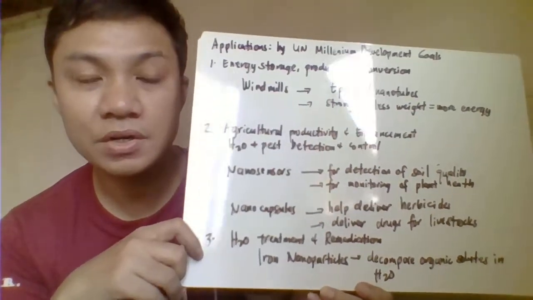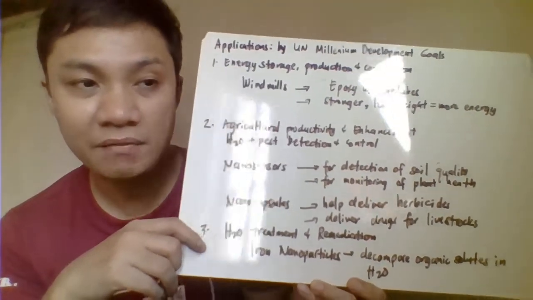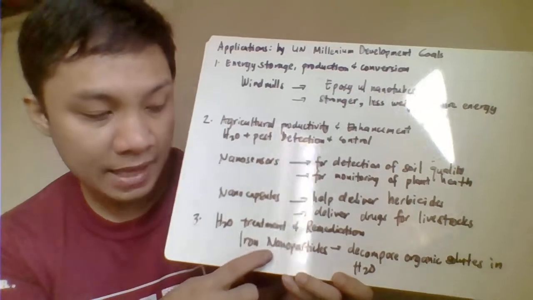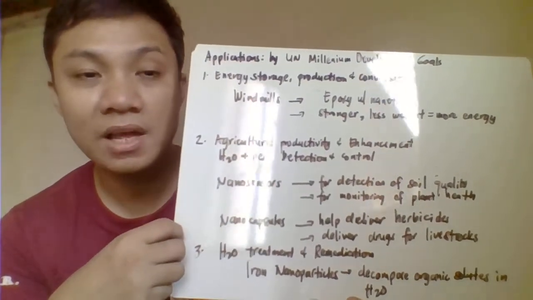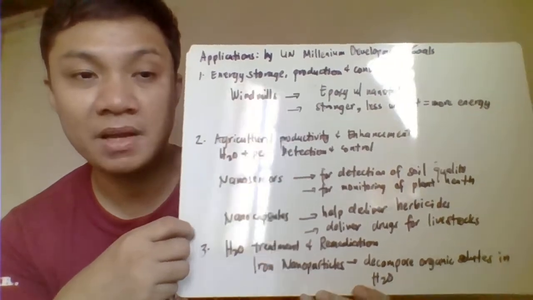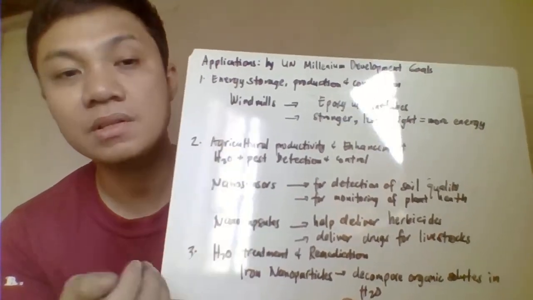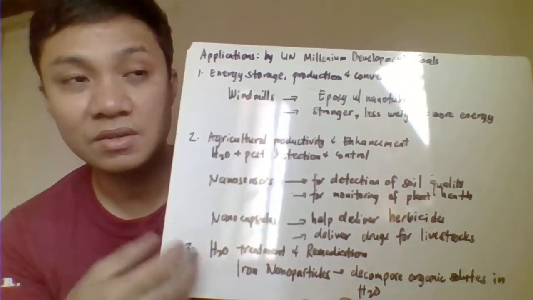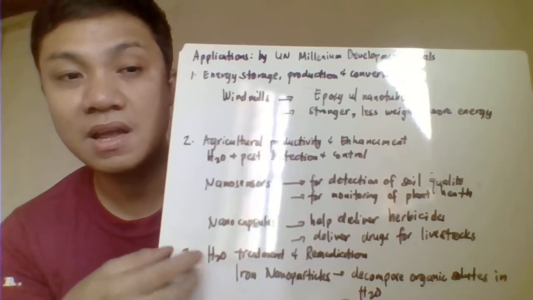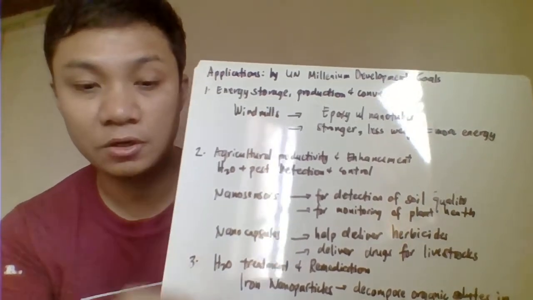Third one, the application here is water treatment and remediation. So we have iron nanoparticles that could be added in your water to help purify it by decomposing the organic impurities. So whatever impurities are present in the water, it could eventually act like a filter. It tries to kill those bacteria or other organic impurities or even solvents dissolved in your water.